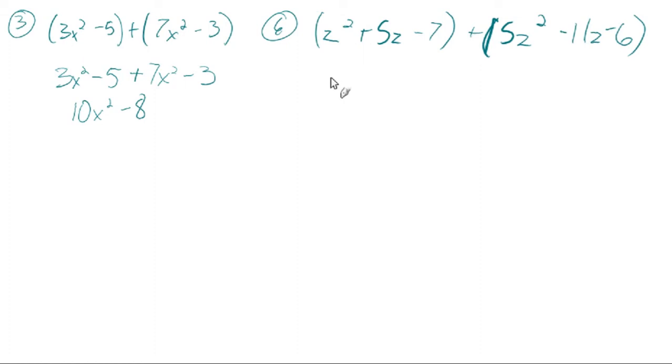Z squared plus 5z squared is 6z squared. 5z plus negative 11z, those are like terms. It's going to be negative 6z. And a negative 7 and a negative 6, those are both constants, so we can collect them, and that's negative 13. Alright. So the only thing in this realm that offers much of a challenge is something like 14.